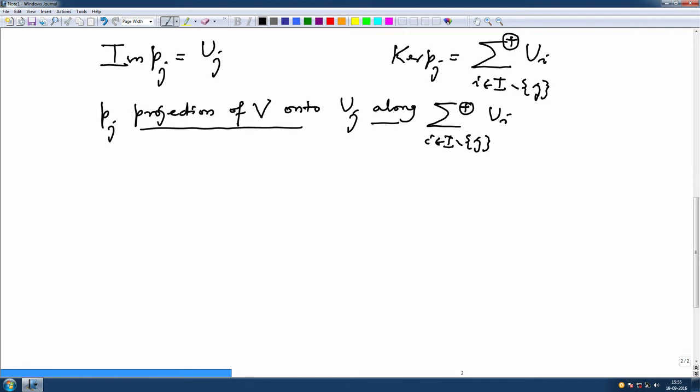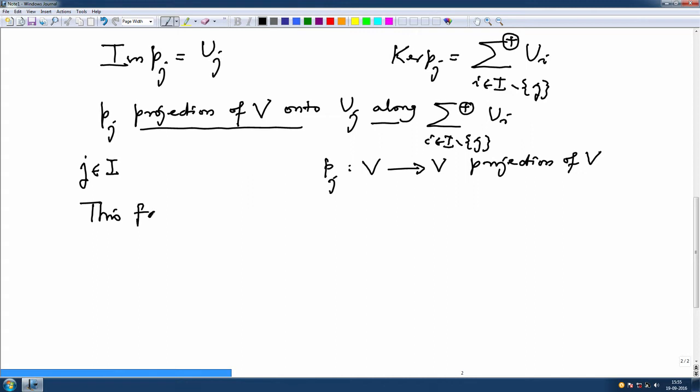Okay, so for each j in I, we have defined a projection Pj, a projection of V onto Uj along the remaining sum. Moreover, this family of projections Pj satisfies some more properties.